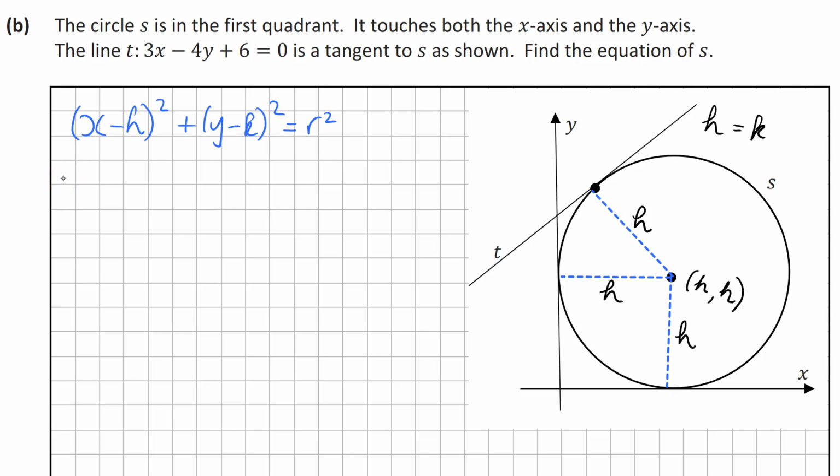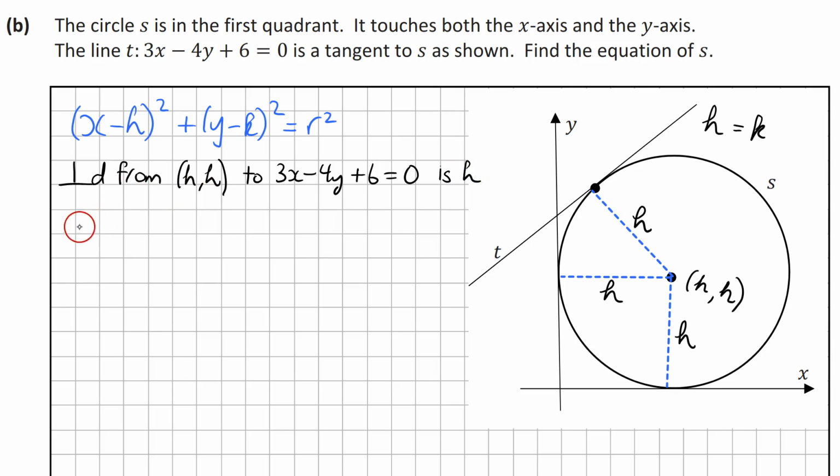Well, what we know is the perpendicular distance from this (h, h) out to our tangent line has a length of h. So we're going to set up a perpendicular distance from (h, h), which is our center, to our line, which is our tangent, 3x - 4y + 6 = 0. And we know the distance from this is h units.